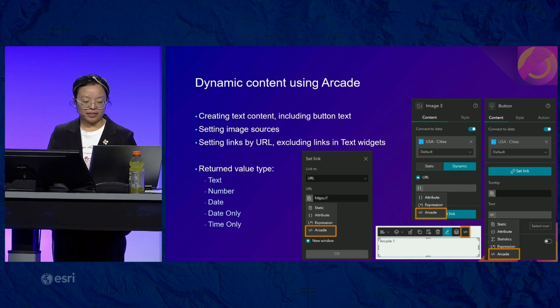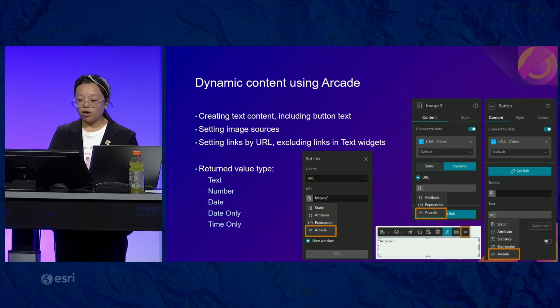Feature layers created in this way function just like those added in other methods. You can configure data views, enable auto-refresh, and set up export options. Now, let's see the dynamic content using Arcade. Dynamic content is content that changes based on data and user interactions. Arcade allows you to calculate and return dynamic values to display as widget content.